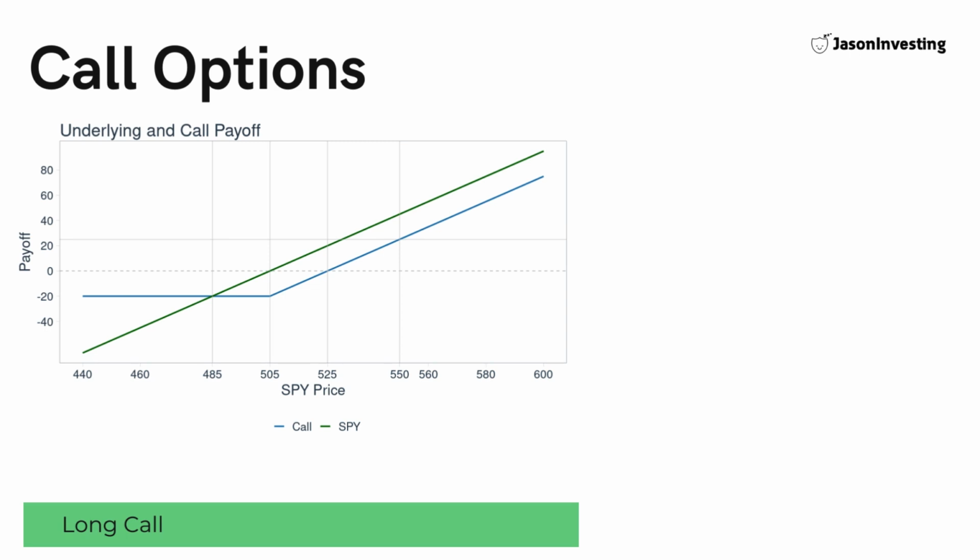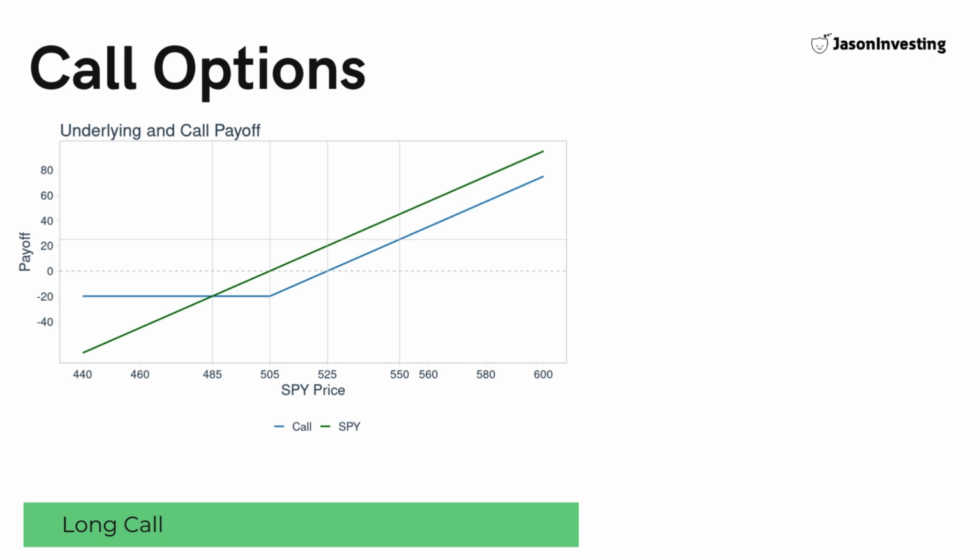Whereas the blue line is the payoff of a call option. This is the part where I kept repeating earlier about the non-linear nature of options. So this is the case. The payoff is not a linear line.